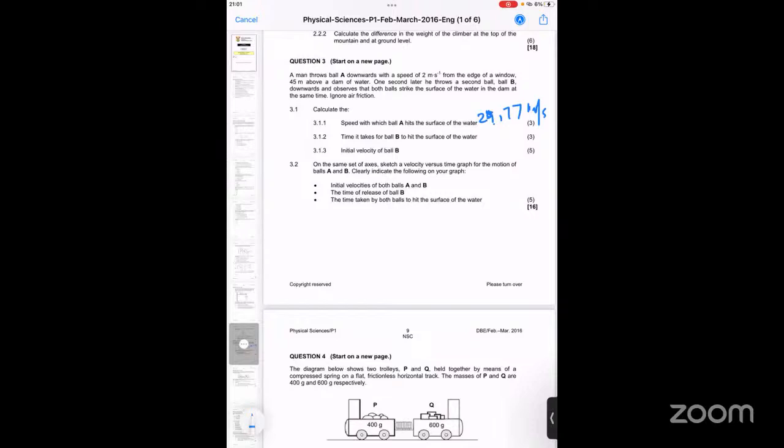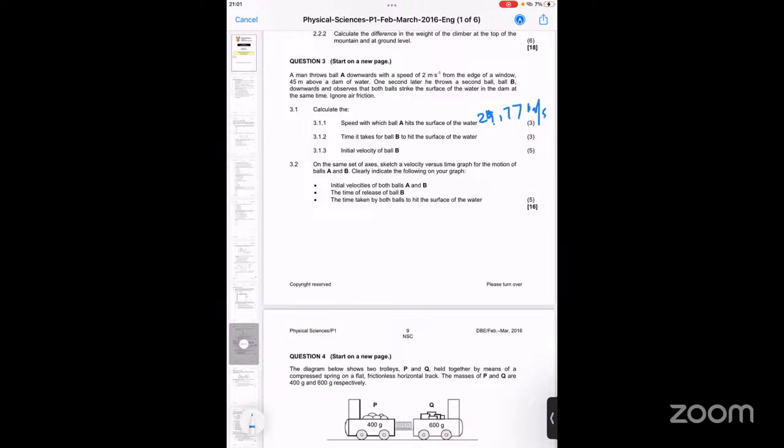Yes, sir, I just realized that the time would actually be shorter. It should have been minus 1 because it traveled at a faster speed and still hits the water at the same time. So it actually should be 1.83 seconds instead of 3.83. Yes, that is 100% correct.